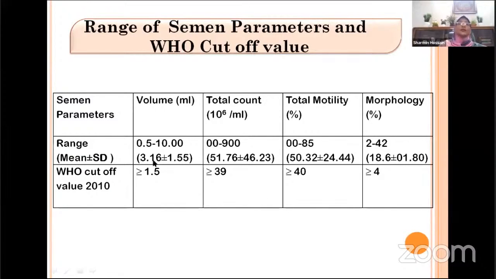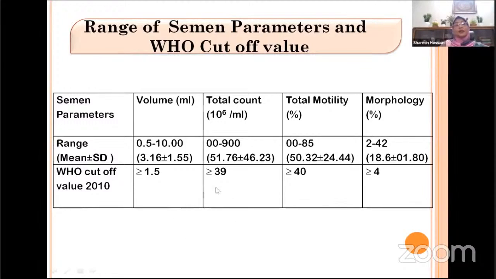This table is showing the range of the subjects we tested, that is, the volume of semen ranged from 5 to 10, as we had some azoospermic patients, so total count 0 to 900, motility up to 85%. For morphology, the azoospermic patients were discarded, so it was from 2 to 42%.